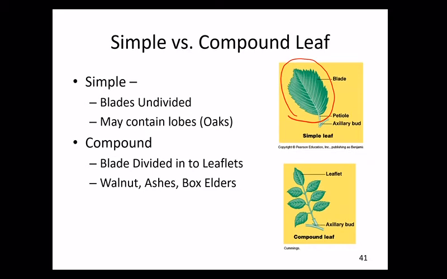Compound leaves, on the other hand, such as showing here, are made up of multiple little leaflets that are connected together by a common vein system. And so we see compound leaves, smaller leaflets, not a blade that makes up the whole thing, that's going to be on walnut trees, ash trees, box elders, for examples there.